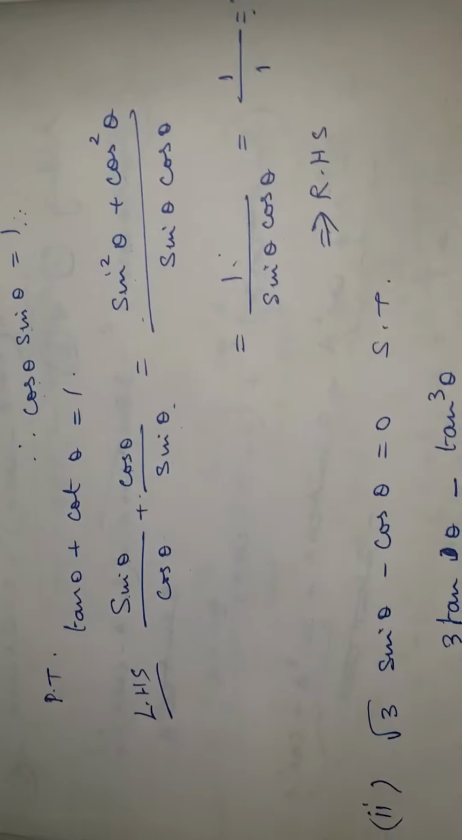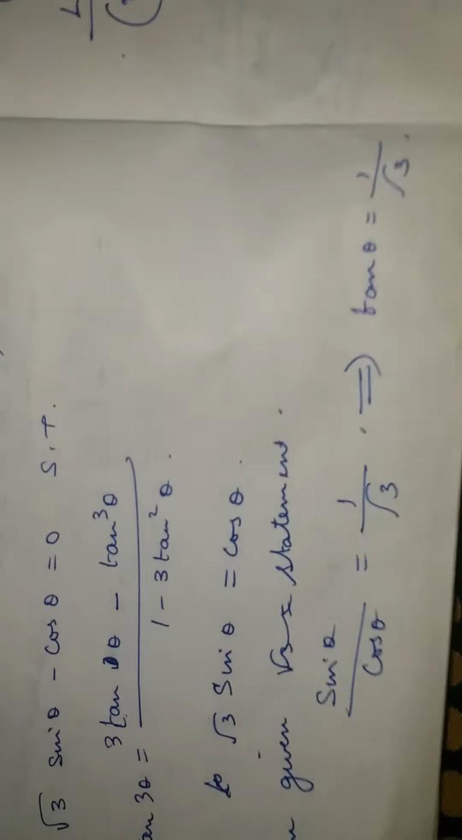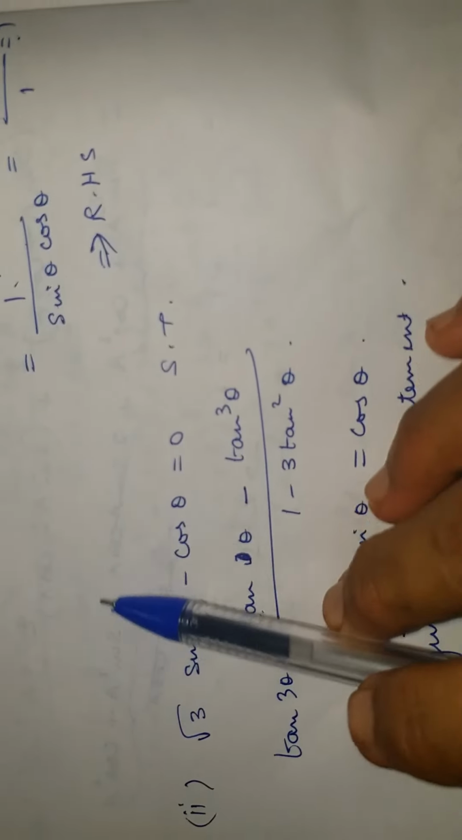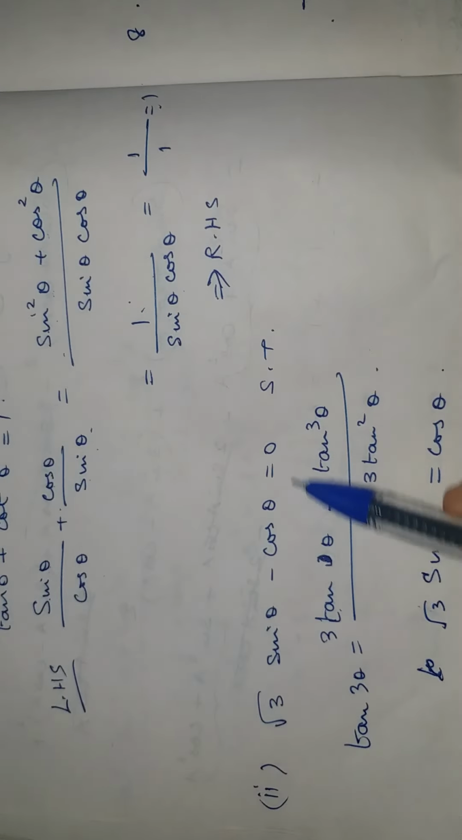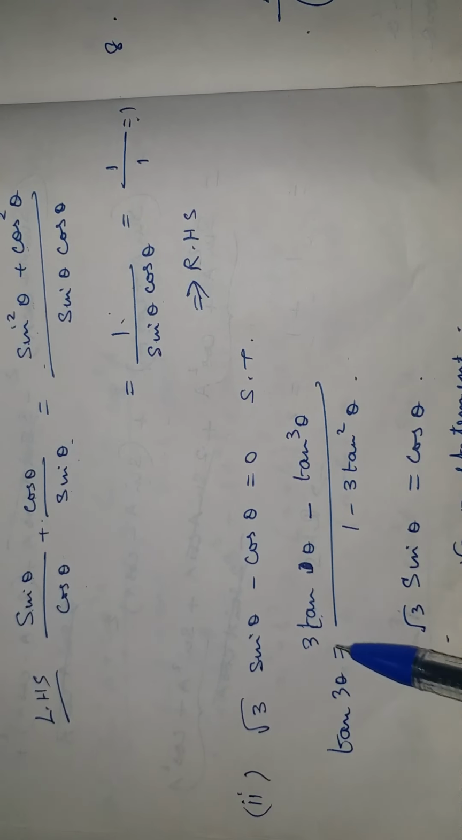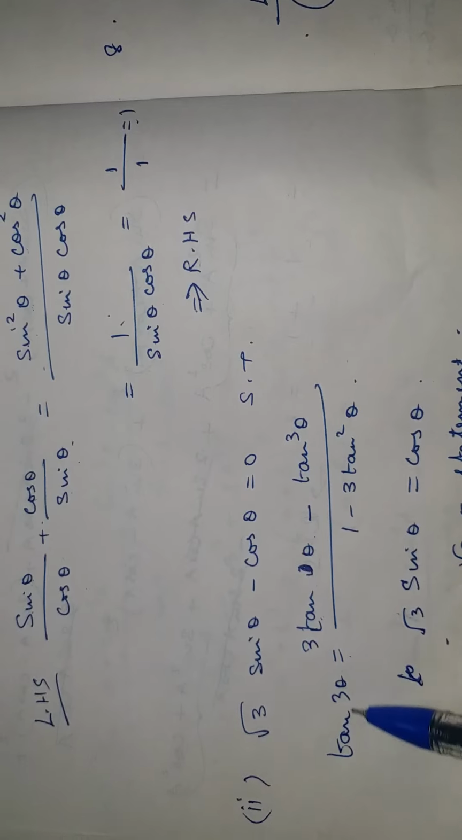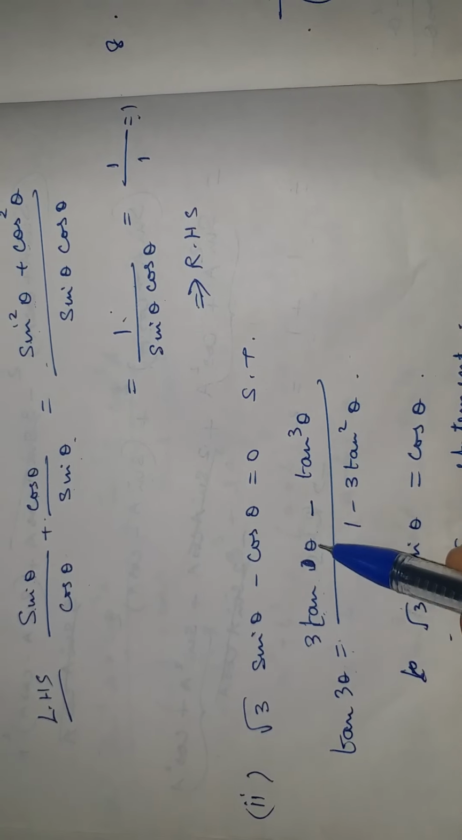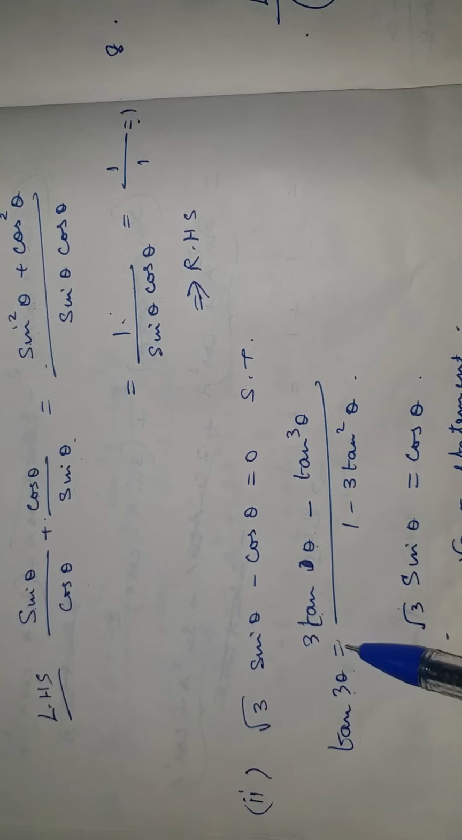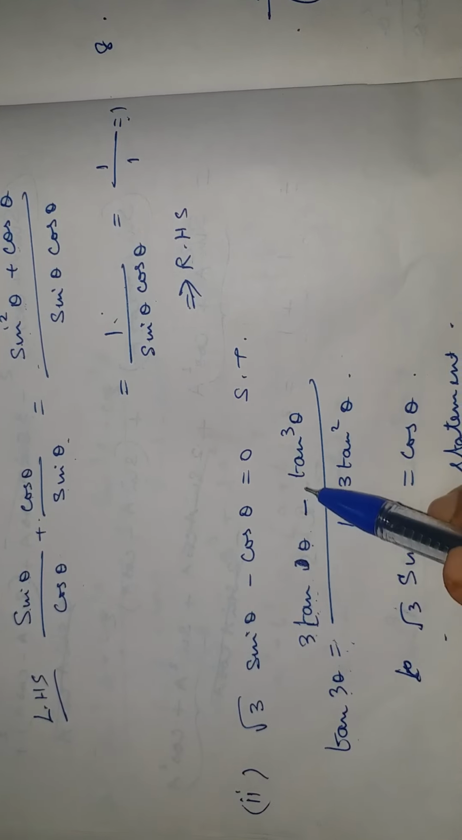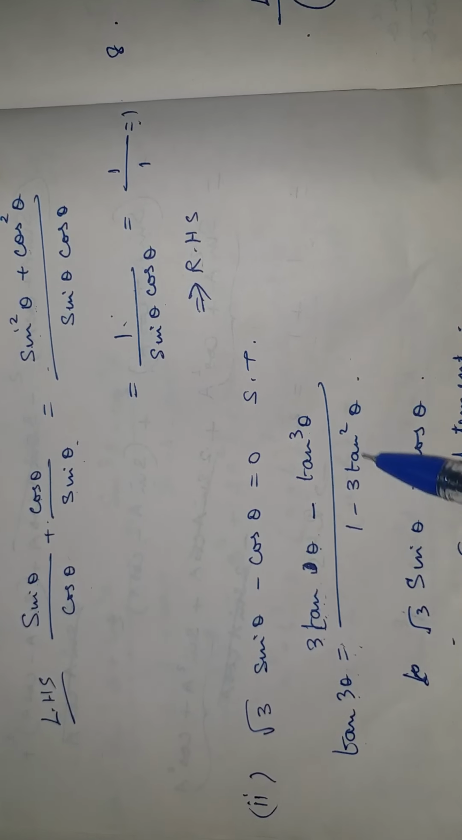Next you come to the second subdivision. They have given root 3 sin theta minus cos theta is equal to 0. Show that tan 3 theta is equal to 3 tan theta. Tan 3 theta is equal to (3 tan theta minus tan cube theta) by (1 minus 3 tan square theta).